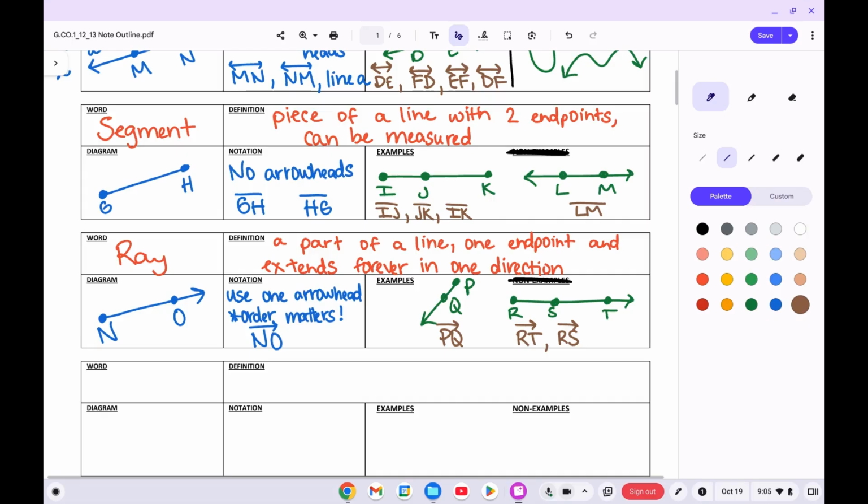You could have also said ST. Maybe I didn't want the ray to start at R. I wanted it to start at S instead. And so S going again towards T would also be another ray. So those would all be acceptable answers for that problem.